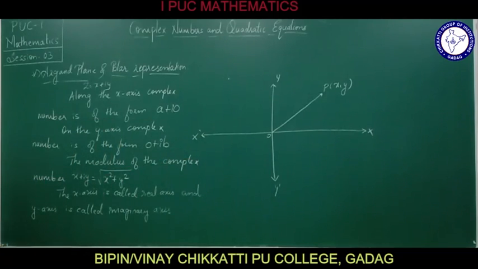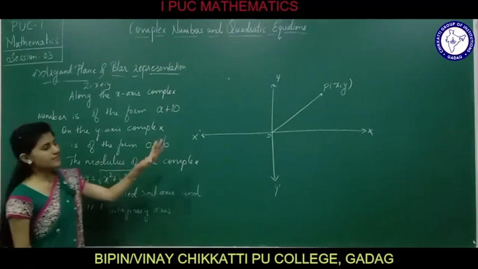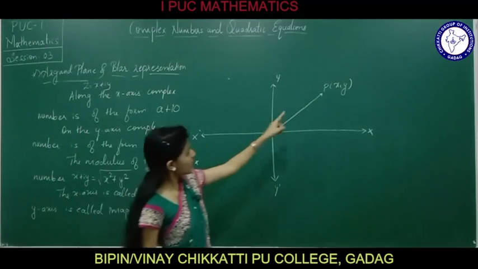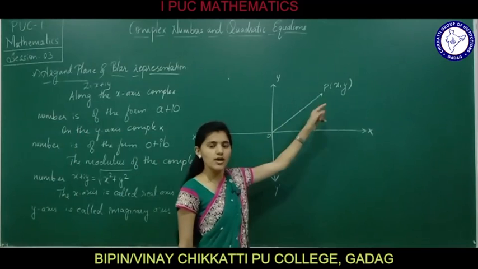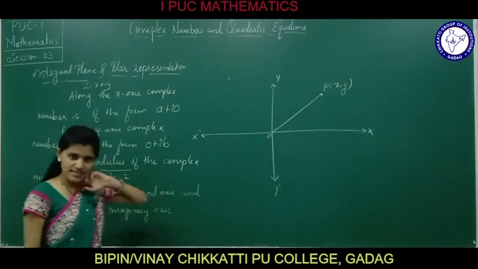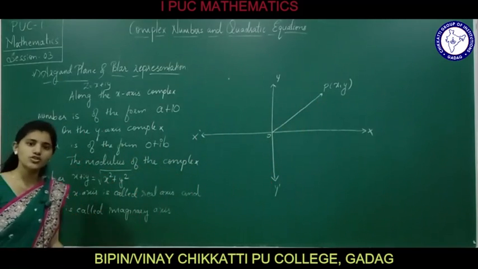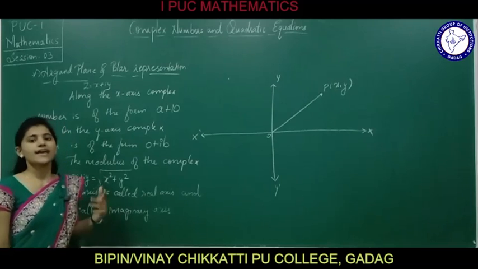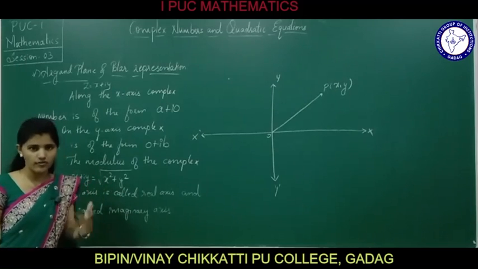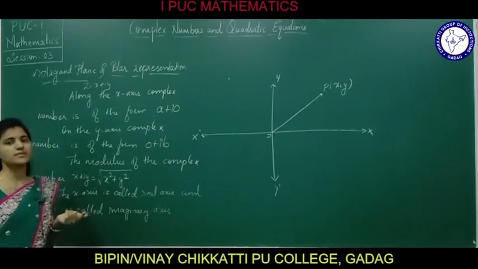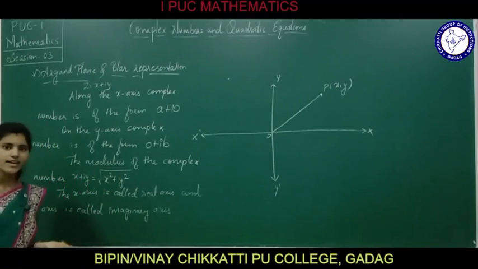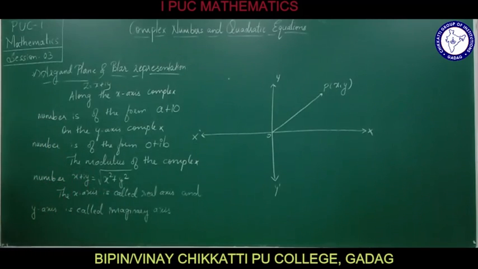The representation of complex numbers: if z is x plus iy, we are going to write it in the form of P of x, y, the representation, and then the conjugate of z, what is it? It is x minus iy. We have already studied the conjugate of complex numbers. If z is x plus iy, its conjugate is going to be x minus iy.